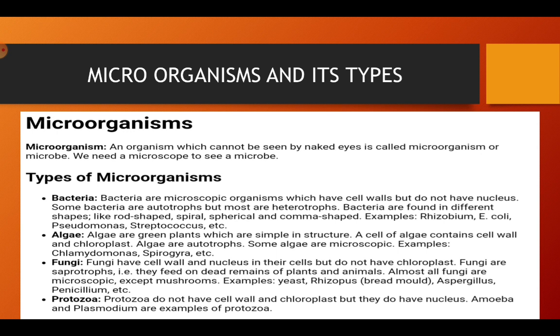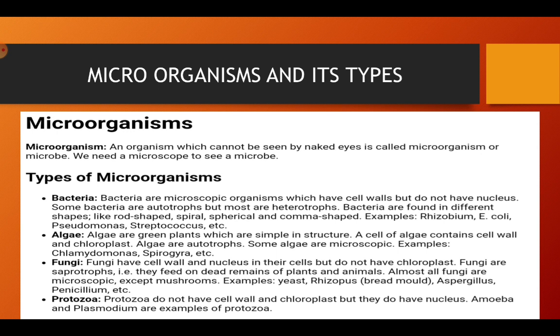Fungi. We do not pronounce it as fungi. We pronounce it as fungi. Fungi have a cell wall and nucleus in their cells but do not have chloroplast. So that means they are not green in color. They are saprotrophs. That means they grow on dead and decaying matter, and they obtain nutrition from that. That is, they feed on dead remains of plants and animals. Almost all fungi are microscopic except mushrooms. In some countries mushrooms are also eaten. Examples of fungi are yeast, Rhizopus, Aspergillus, Penicillium, etc.